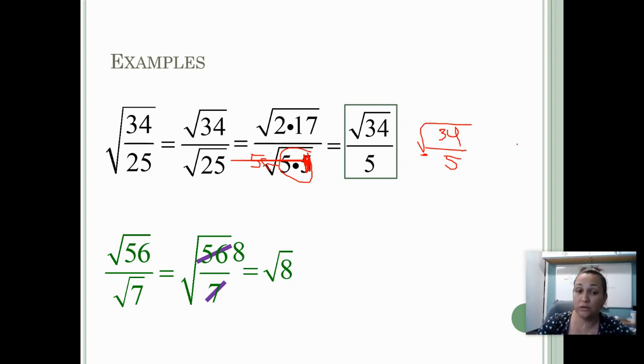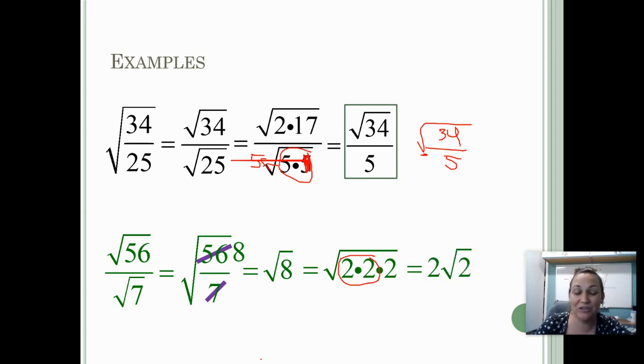Now don't be fooled. We no longer have a fraction, which means we definitely don't have a square root under the fraction, but I can simplify this some more. So just because the fraction is gone does not mean that the problem is answered. I'm going to factor tree my 8. 8 turns into 2 times 2 times 2. Here I have my pair of 2's. And so my final answer is 2 times the square root of 2. So again, make sure that you keep going until you cannot simplify anything else.